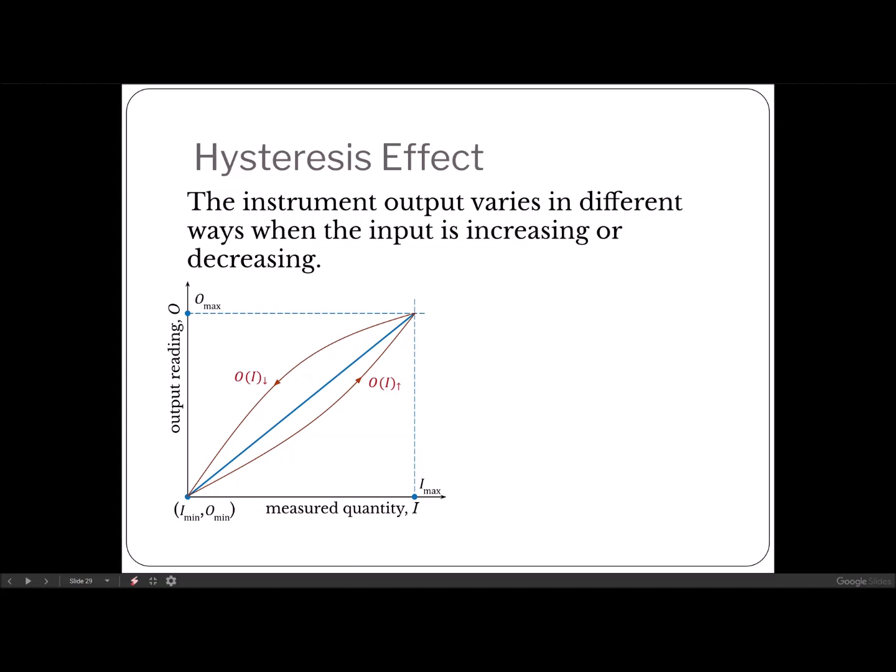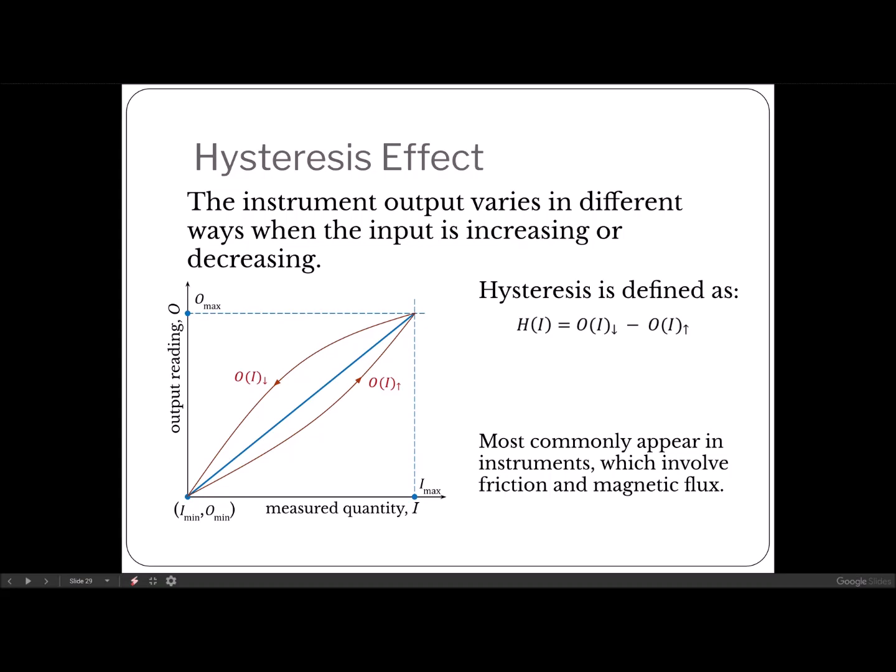So how to quantify this hysteresis effect? It's simple. It's pretty similar to what we did in assessing the non-linearity, but now we have to directly compare the non-linearity for increasing measurement and decreasing measurement. So by definition, hysteresis is defined as the maximum range between the decreasing measurement and increasing measurement.